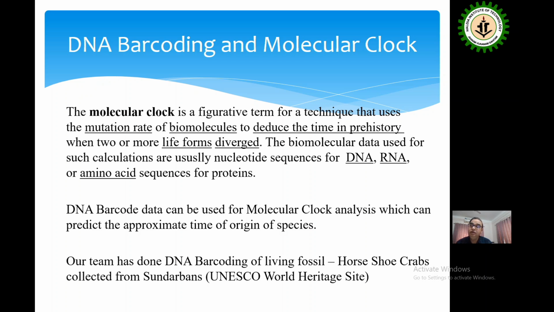You know, Tethys Sea was in the southern part. At that time the Indian peninsula was not there. It migrated from the south, which also gave rise to the Himalayas. So we could link the plate tectonics with the movement of the horseshoe crabs.